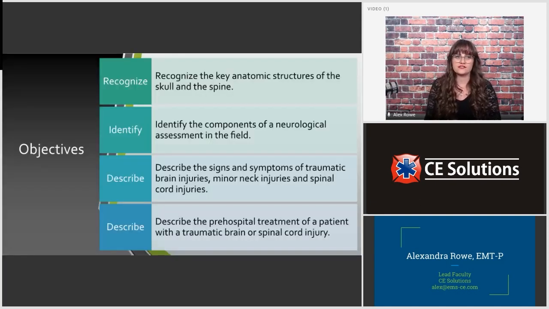Our objectives for this section: we're going to be able to recognize the key anatomic structures of the skull and spine, and identify the components of a neurological assessment in the field. Then you'll be able to describe the signs and symptoms of a traumatic brain injury, minor neck injury, and spinal cord injury, as well as describe the pre-hospital treatment of a patient with either a traumatic brain or spinal cord injury.